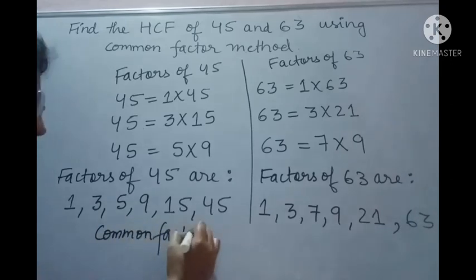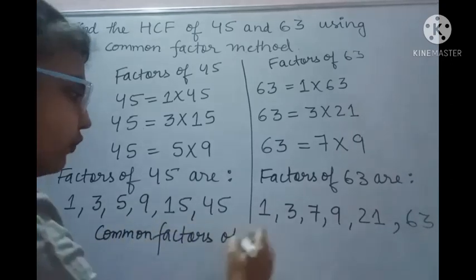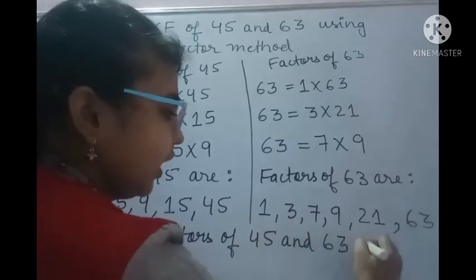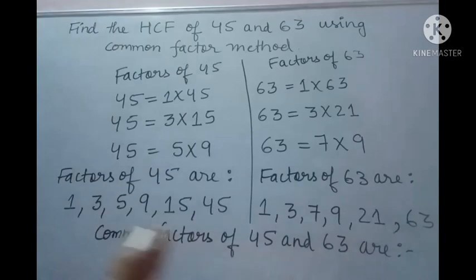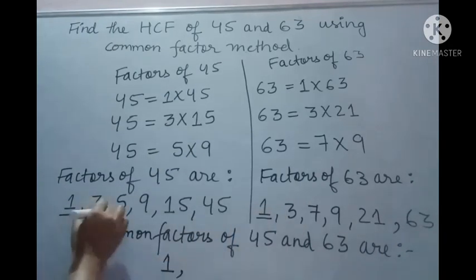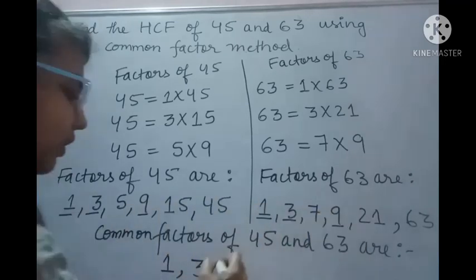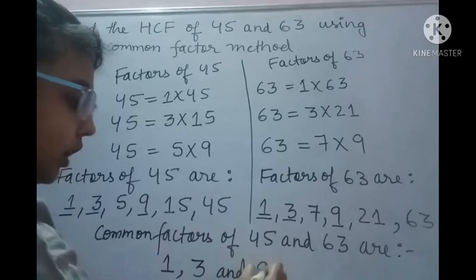So the common factors of 45 and 63 are: 1. Let me just write down 1 here. Then we have 3. Let me write down 3 here. Then we have 9.